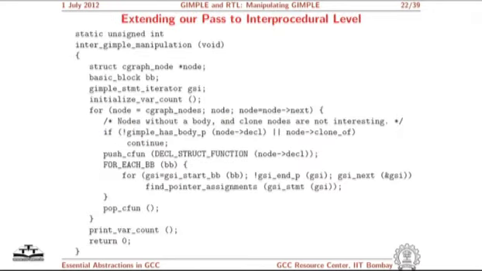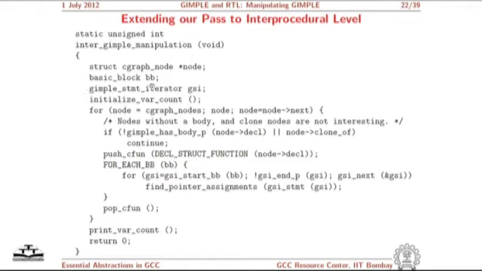How do we make it an interprocedural pass? That is also not very hard. Now, I have again the same function in the same way. I will declare my function, I will get my call graph, okay.